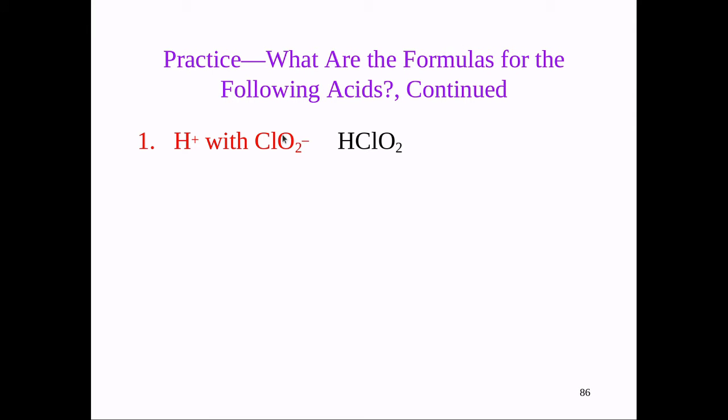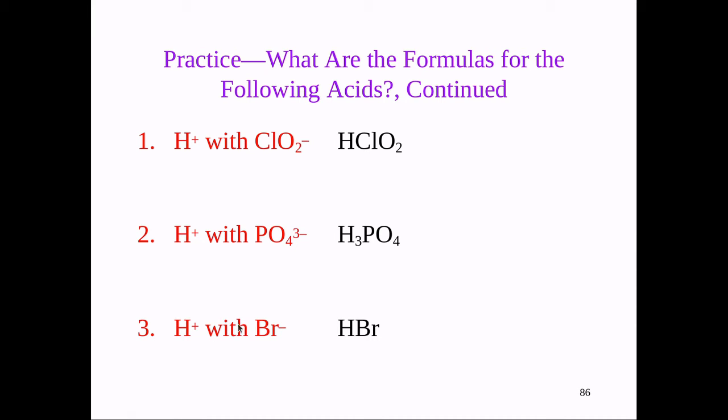So chlorous acid, we come up with chlorite. We're going to pair that with H plus, and we come up with HClO2. Phosphoric acid, we have our PO4 3 minus. We're going to need 3 hydrogens to counterbalance that, H3PO4. And we'll remember that hydrobromic, we're going to go to the bromine or bromide ion, anion. We're going to need 1 hydrogen to balance that out, HBr.